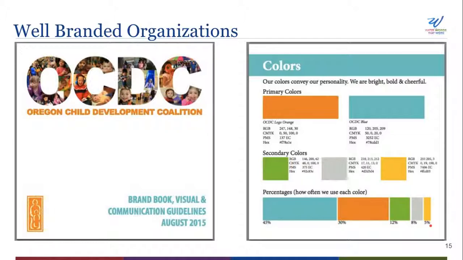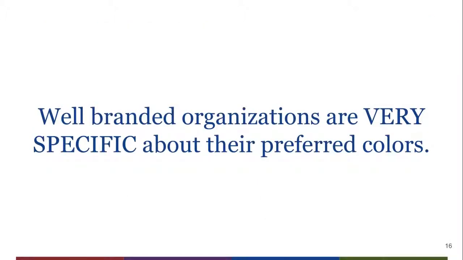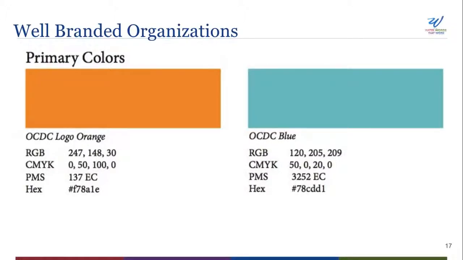A set of preferred colors, which all these organizations have documented and provided to their staff, provided to any graphic designers who are going to be working on materials that need to reflect the brand of that organization. And these organizations are very specific about their preferred colors. So take a look at this one from this brand book. They call it OCDC logo orange and OCDC blue, well, they just made up those colors. Nobody but them knows that that's this orange or this blue.